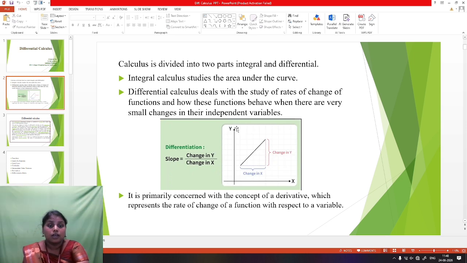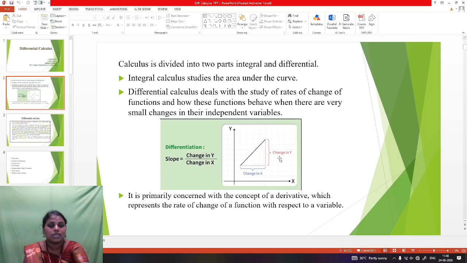Differentiation: the format is the slope, change in y divided by change in x. Slope equals change in y by change in x, denoted by the symbol dy by dx. We differentiate y with respect to x. This is the definition of differentiation.